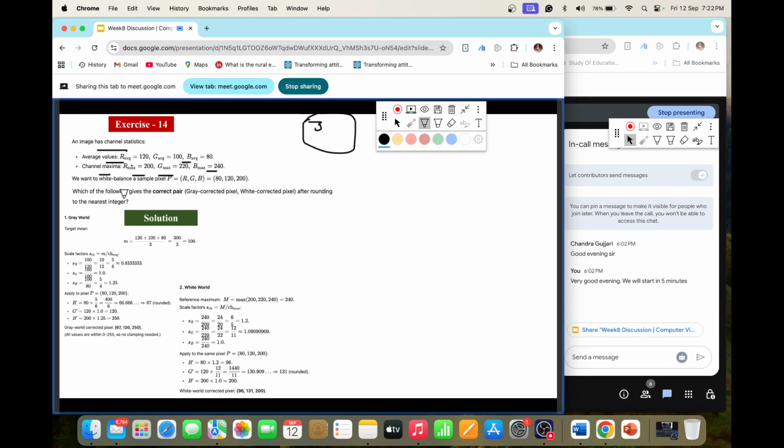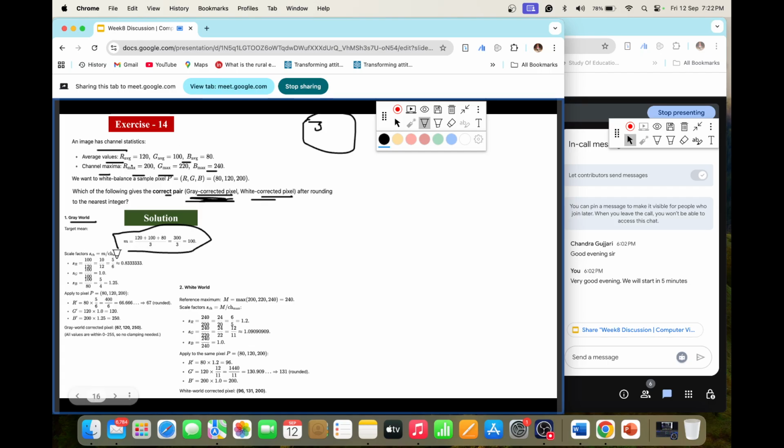Which of the following gives the correct pair, gray corrected pixel and white corrected pixel, after rounding to the nearest integer? So you have to find out this gray corrected pixel and white corrected pixel. So how can you solve this gray world problem? First you have to find m, which is nothing but the average of all these average values: R average plus G average plus B average divided by 3, that is small m.